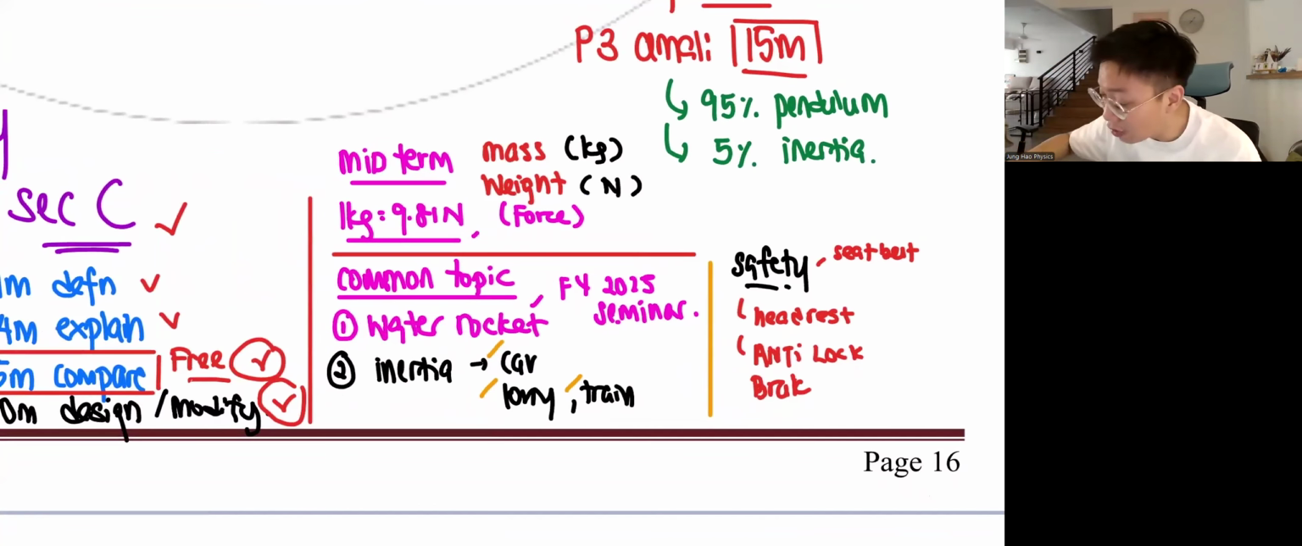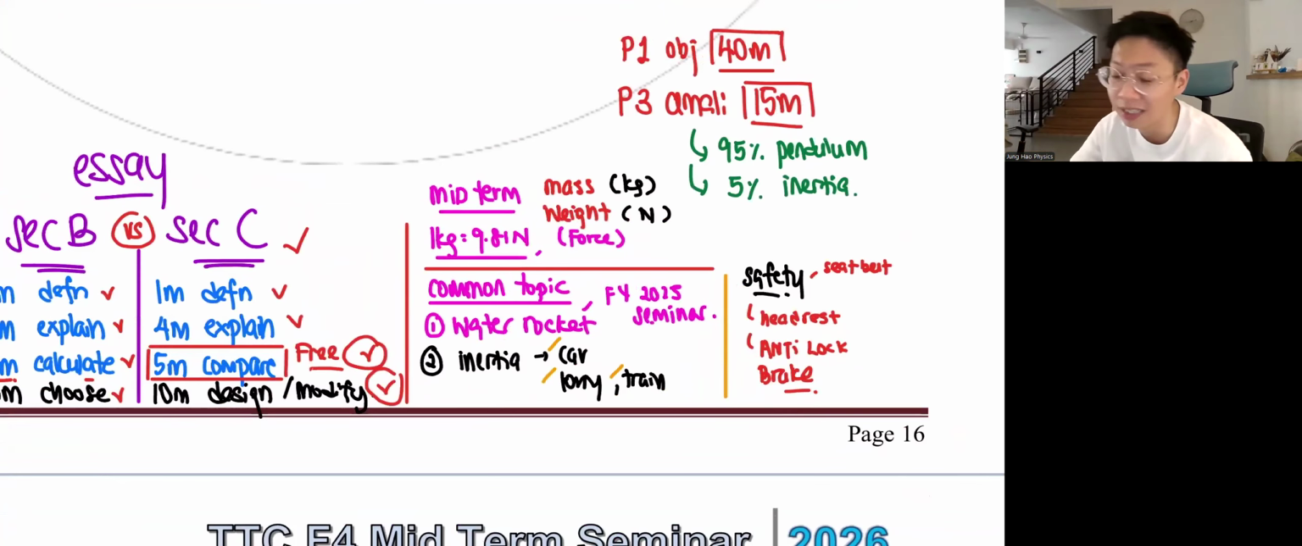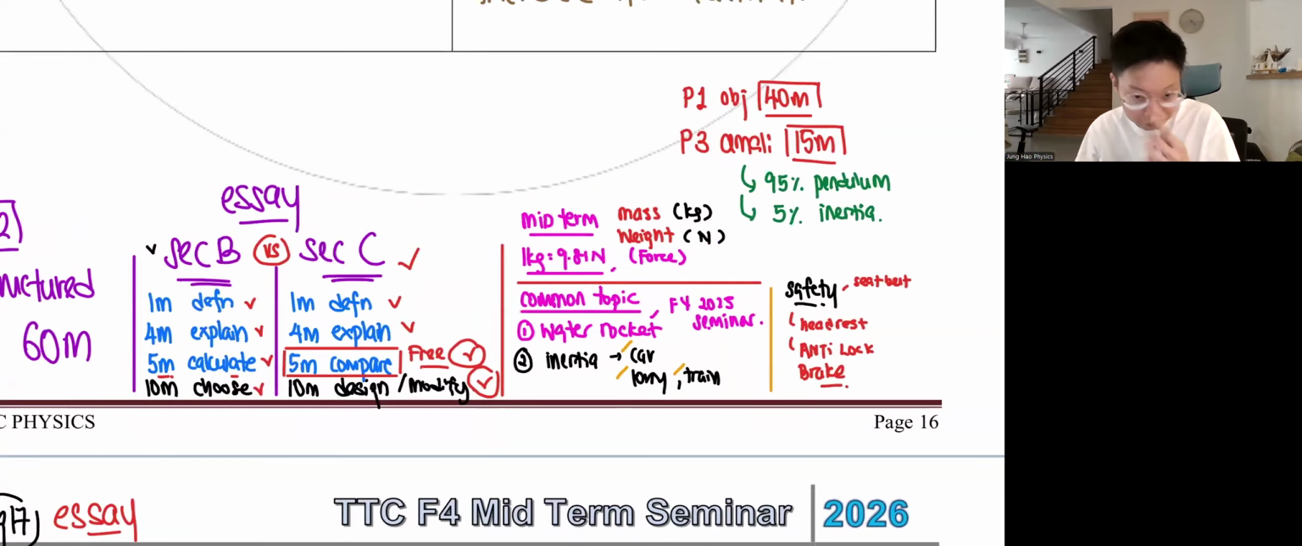But why do you deserve to get an A? Because you can learn extra stuff. So these ones you must also know. Crumple zone, I think, is also considered common. So these are the things that you have to study.